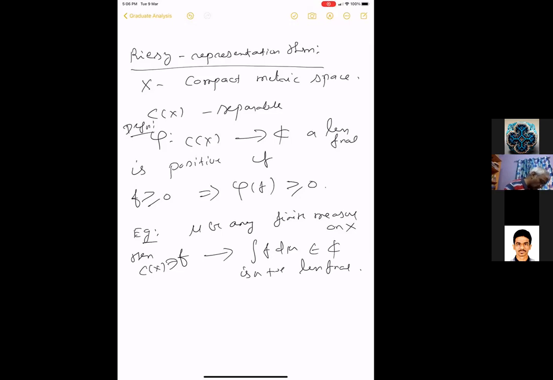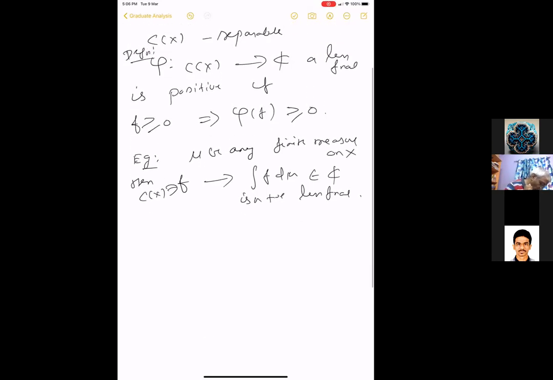So the Riesz representation theorem says that every positive linear functional on C(X) will look like this, that is, it is given by a measure like this. In fact, it says something more: every complex linear functional is given by a complex measure. For that, we need to do something more, but we will prove it for a positive linear functional. That is what we want to prove.